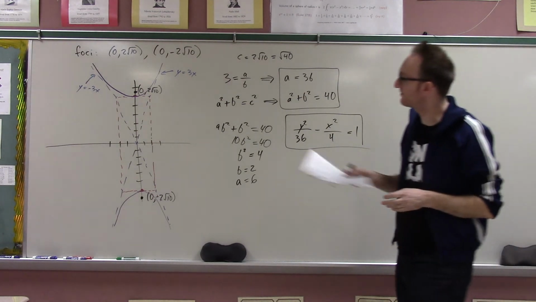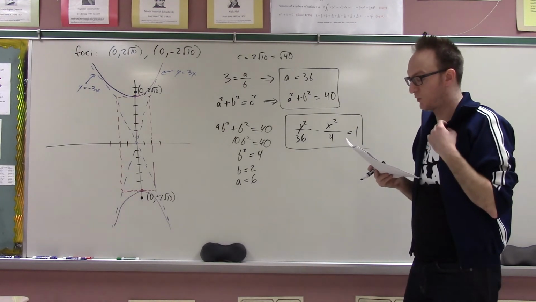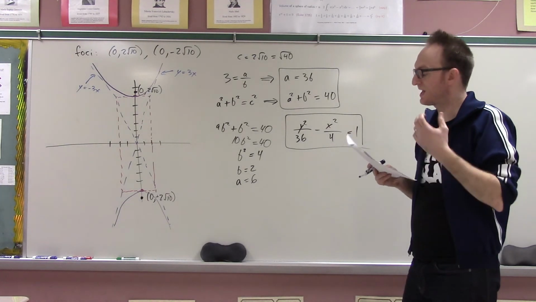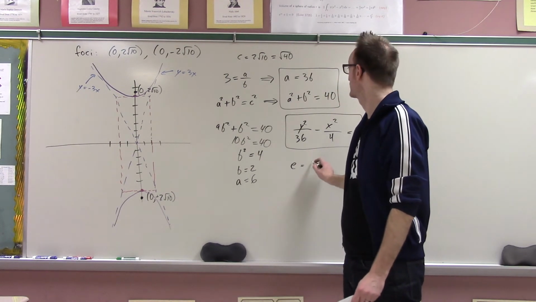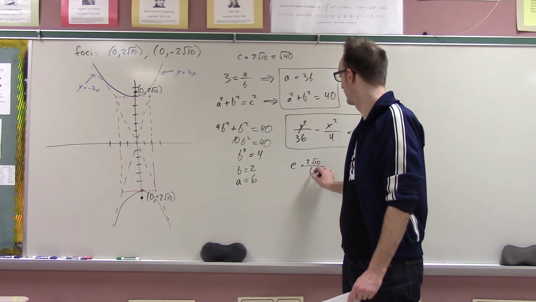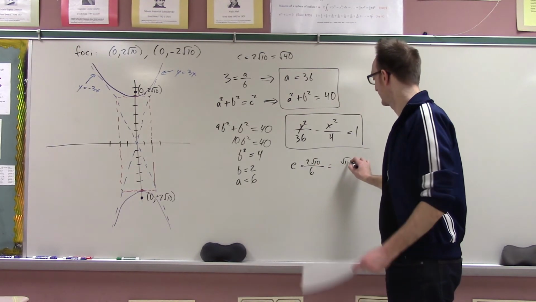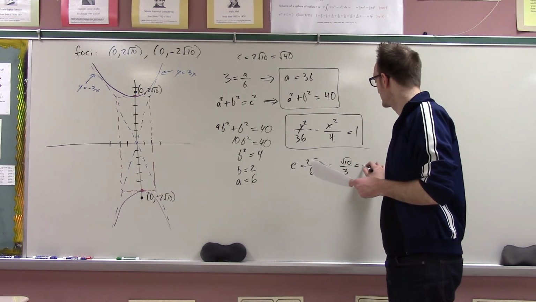Graph the foci, I feel like I've done that already. Graph the asymptotes, check. Give the equation of the hyperbola in standard form, the eccentricity and the endpoints of the latus rectum. So yeah, the eccentricity is just C over A, so that's 2 root 10 over 6, so that's like root 10 over 3. So root 10 over 3 is the eccentricity.